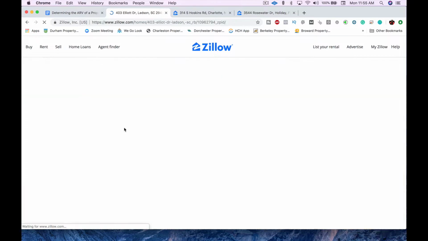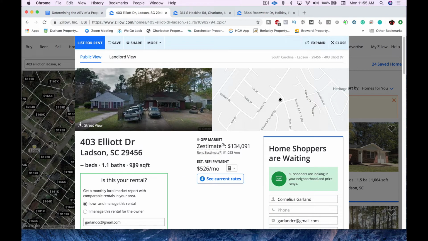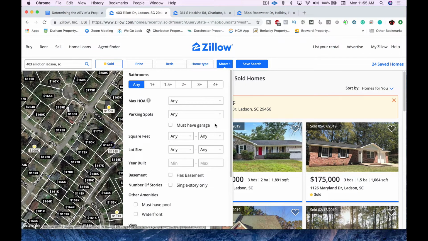So look, our house right here is 939 square feet. That is small. Anything underneath 1,000 square feet in my area, and in a lot of areas, is really tiny. So what I'm actually going to do is put a filter of 1,000 square feet as the max.